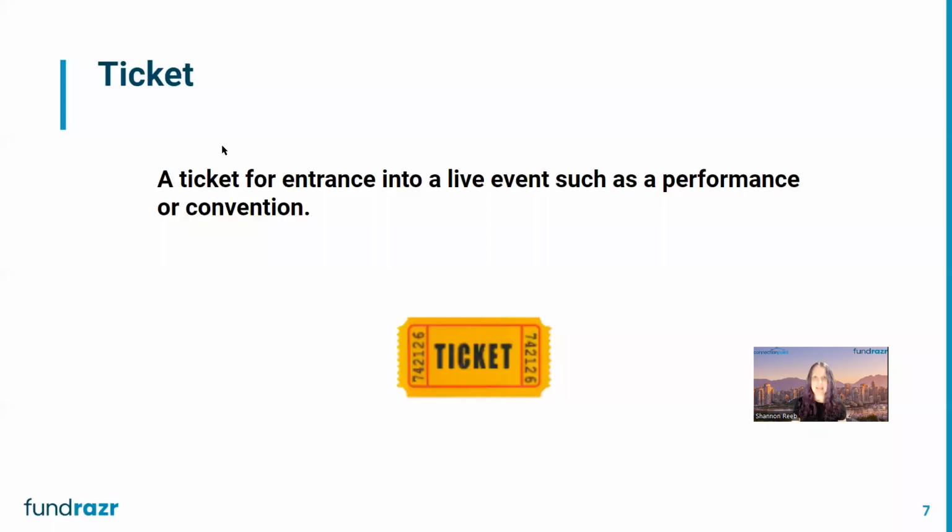The next one is a ticket. So a ticket is exactly what it sounds like. It's for entrance into a live event. We will go over how tickets work a little bit later, but essentially they are digital fulfilled tickets that automatically get emailed out to your supporters. And then they have a barcode on them, and that can be entry into an event. But we will go over those later.